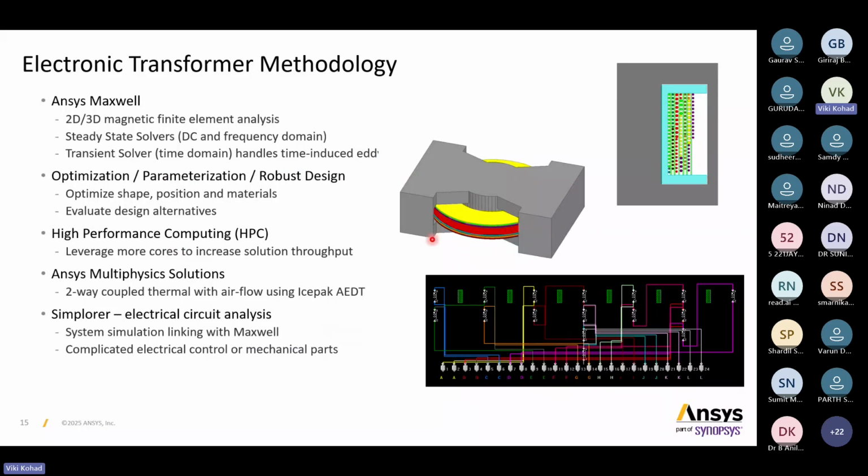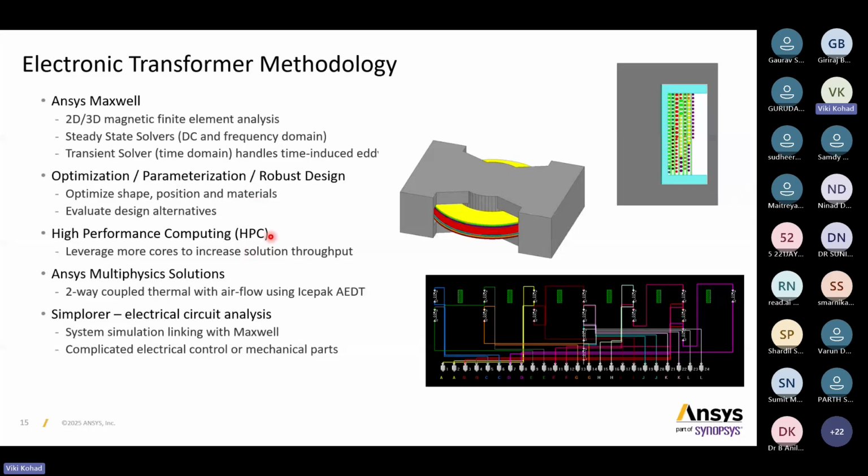then the transformer methodology is there. So like in the Ansys Maxwell is there. Okay, so Ansys Maxwell has the 2D 3D magnetic finite element analysis involved. It has both DC and frequency domain solvers. Okay, means it has both the DC current solver and the AC current solver. Then the optimization parameters are there, and one HPC is there.